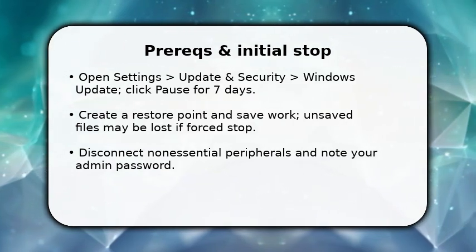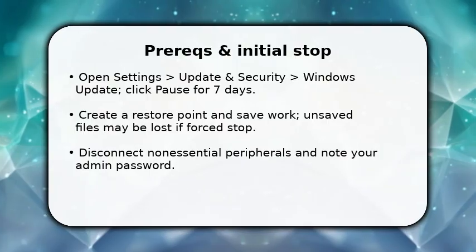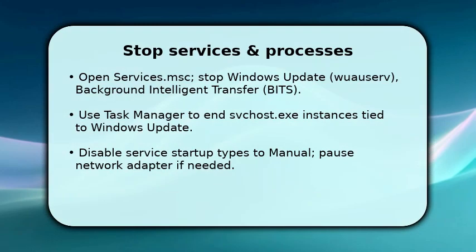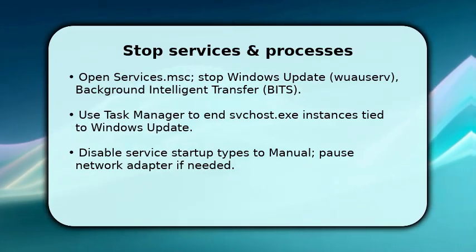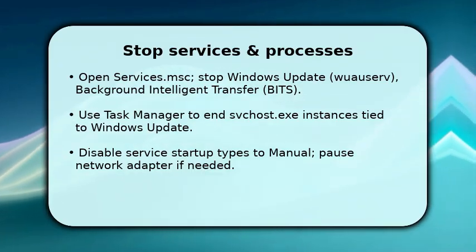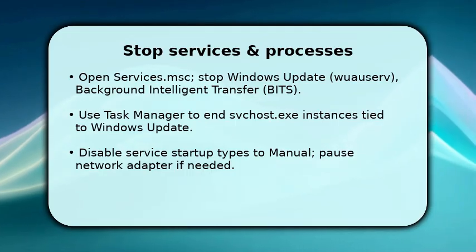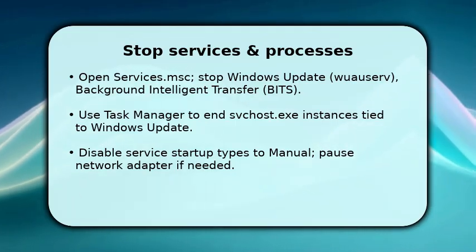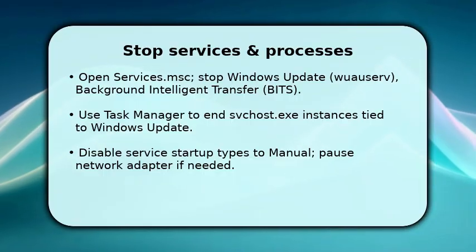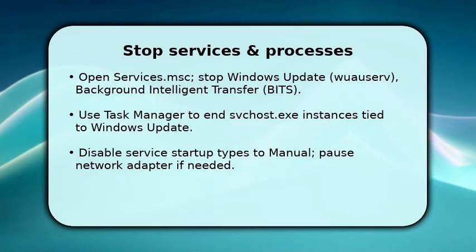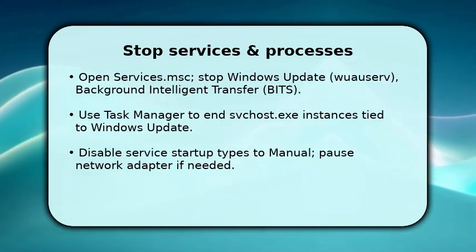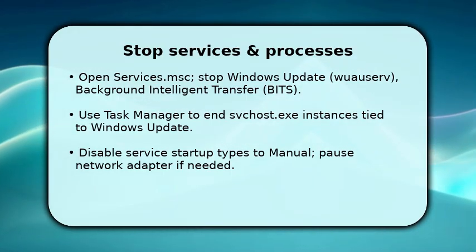You now halt the core processes. Open Services.msc and locate wuauserv and BITS. Right-click and stop each service, then set Startup Type to Manual so they don't restart automatically. Next, open Task Manager, find svchost.exe hosting those services and end the associated process if it's actively installing. This frees file locks. If updates still proceed, disable your network adapter briefly to break download or install connections.